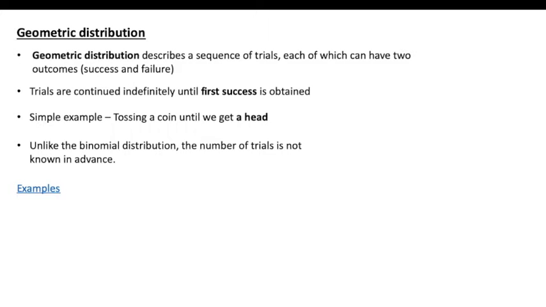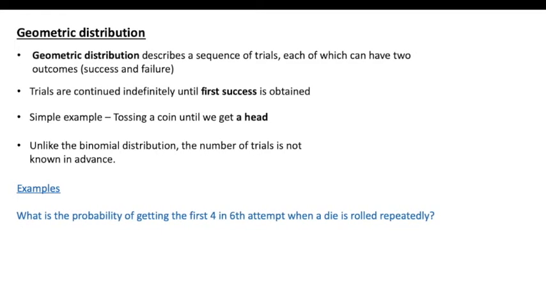So let's look at the first example. What is the probability of getting the first 6 on the sixth attempt when a die is rolled repeatedly? So meaning you keep on rolling, but only after the fifth time, on the sixth time you get it. So the first 5 you didn't get, so it's the complement of 6. We know the probability of getting 6 is 1/6.